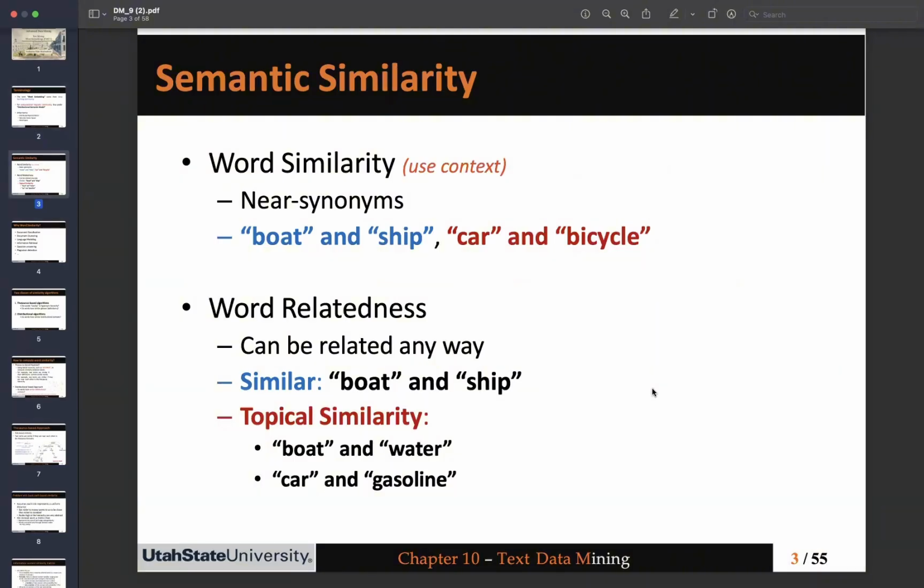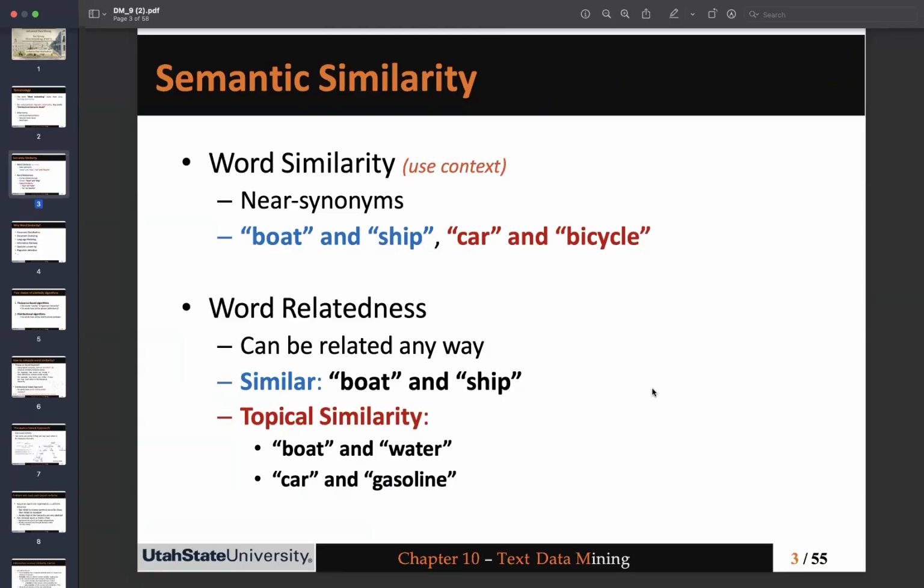So the distinction between word similarity and word relatedness is really important. Let's first start with word similarity. So word similarity simply means that those words are almost synonymous, right? For example, boat and ship, car and cycle. Well, here they're kind of related. Car and automobile could be near synonymous words, so therefore they are semantically similar.